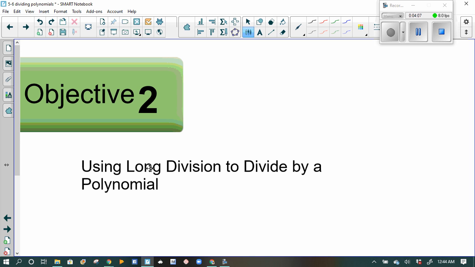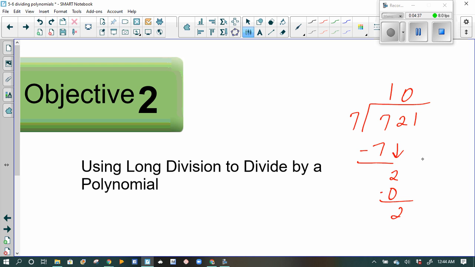Now what about using long division? Remember long division? Like if you have 7 into, let's say, 721. 7 goes into 7 one time. 1 times 7 is 7. Subtract it. Bring down the 2. 7 does not go into 2, so 0 times 7 is 0. So that's 2. Bring down the 1. 7 goes into 21 3 times. So your answer is 103.